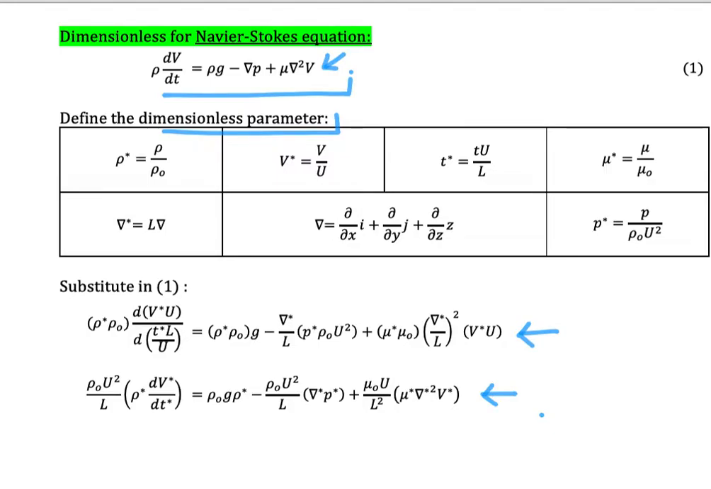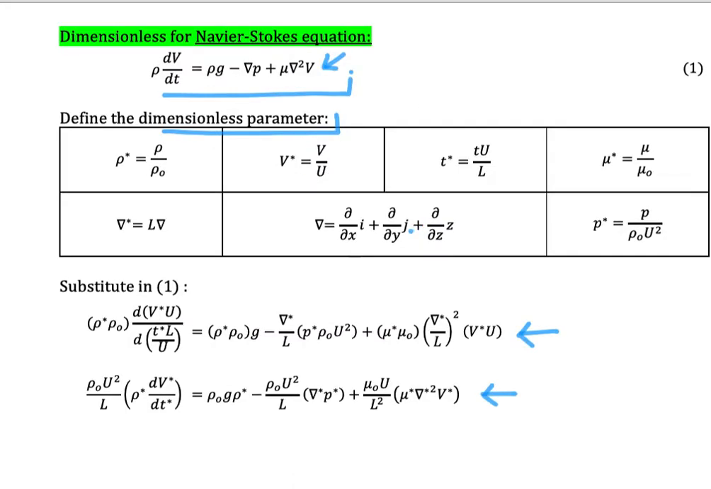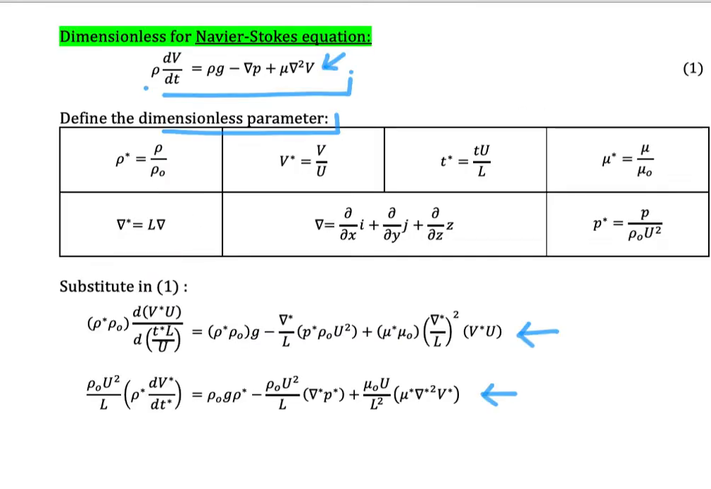And then we could see, let's say we divide all the terms by rho naught U squared over L, and finally we will get this term. Okay, and then from this term, if we compare with the previous term, for example here, we have rho star dV star over dt. So we found that it is similar to this one.